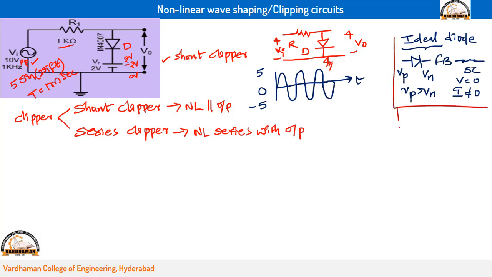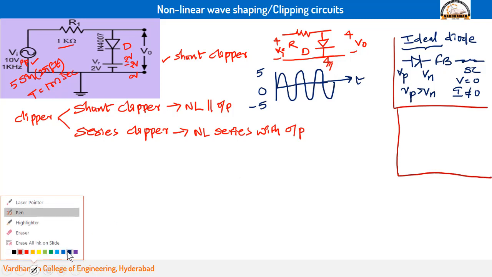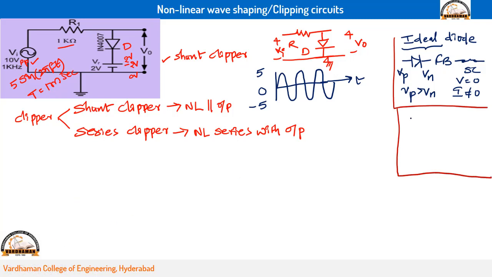Now if the diode is under reverse bias, what will happen? When Vp is less than Vn, the diode is said to be in reverse bias. In reverse bias, the ideal diode is replaced by an open circuit. In an open circuit, current cannot flow, so the current is equal to 0, but across the open circuit you will have a certain amount of voltage, so V is not equal to 0. These basics are very important to understand any clipping circuit.